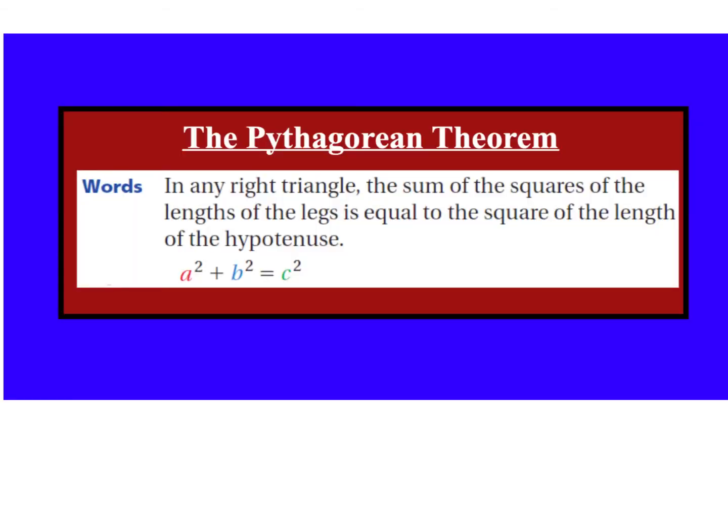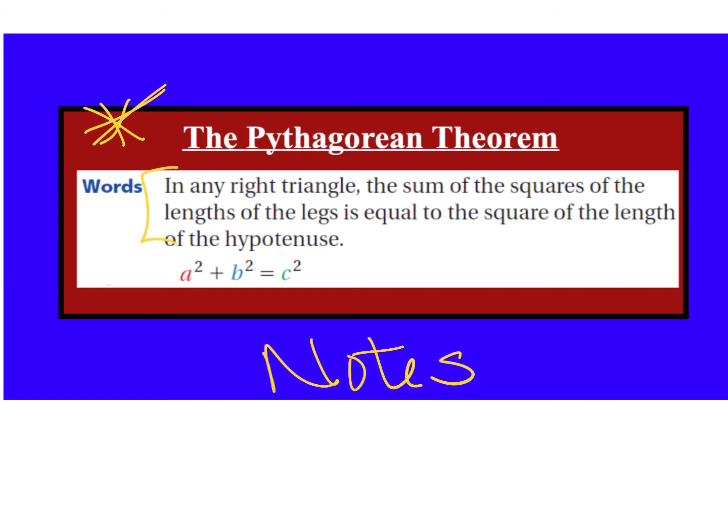So this is huge. I need this in your notes. And make sure you write it in words and make sure you get the equation. Pause the video if you need to. You are going to have to know the Pythagorean theorem. A squared plus B squared equals C squared.